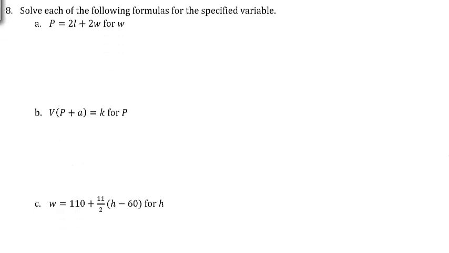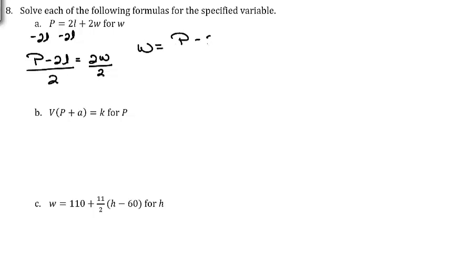Now in problem 8, we're going to solve each of the following formulas for the variable specified. And so we have a perimeter equation. Perimeter is equal to 2L plus 2W. We want to solve this for W. So we want to get this alone, and that means we're going to subtract the 2L from both sides. And that gives us P minus 2L equals 2W. And the last thing we need to do to get the W alone is divide both sides by 2. That gives us W is equal to (P minus 2L) over 2.